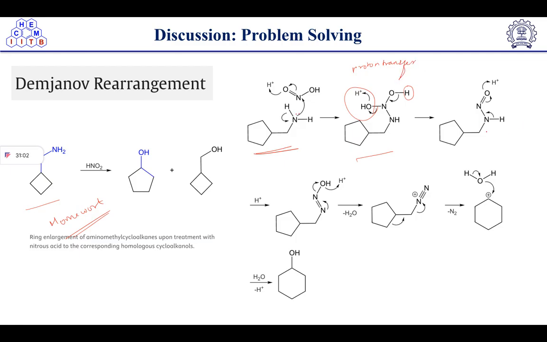Okay. Now after the elimination of H2O, we'll get this intermediate and after getting this one, it will form diazo.